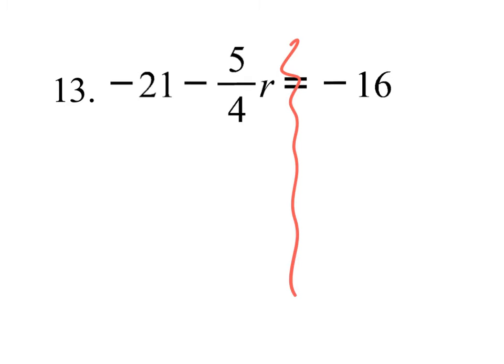Is there anything that I could get rid of easily? Yeah, I could get rid of the minus 21 easily. How's that? By adding 21. Okay, that'll cancel out. What you do to one side, you do to the other side, plus 21. What do we have left?